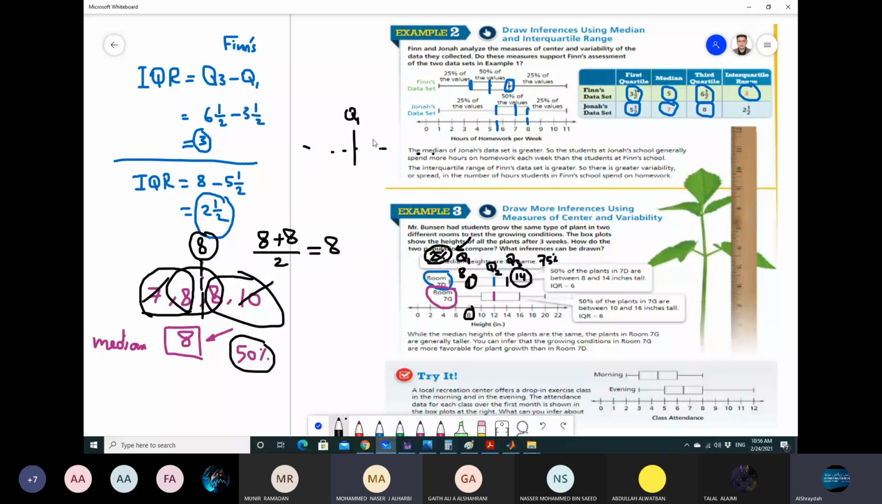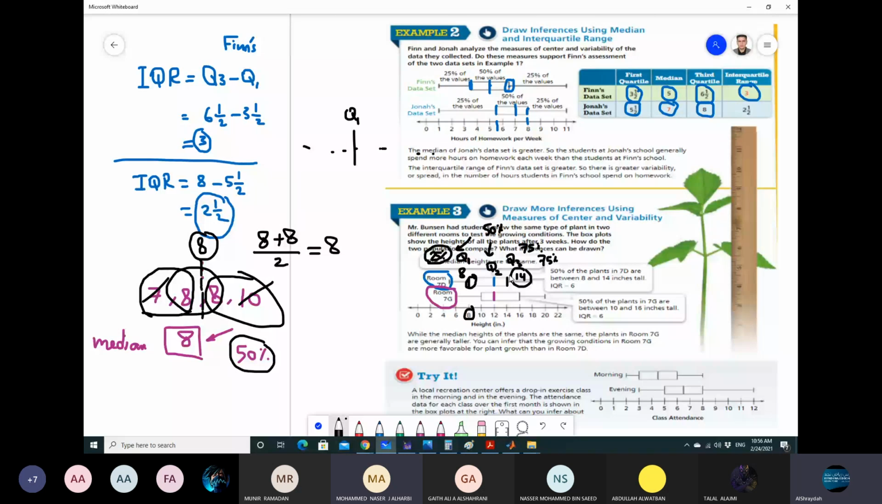And for Q2, 50% of the data values are less than Q2. And 75% of the data values are less than Q3. Okay?